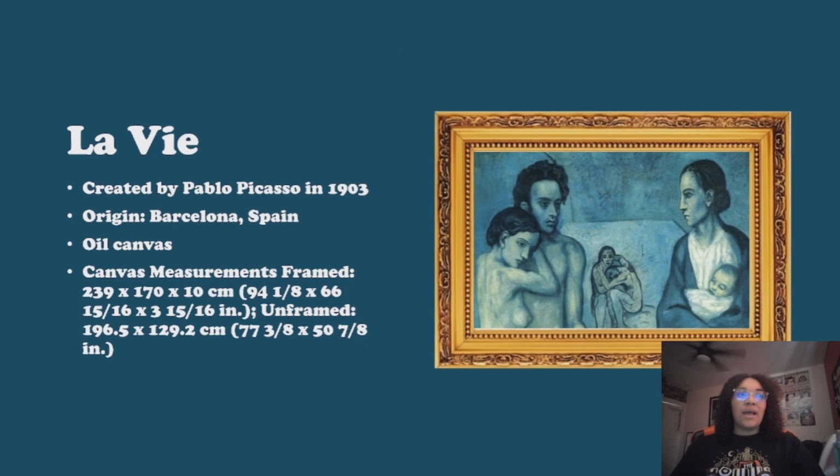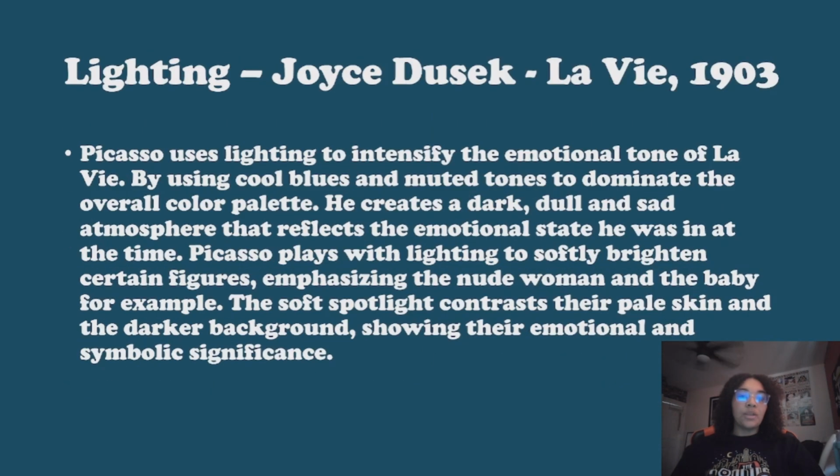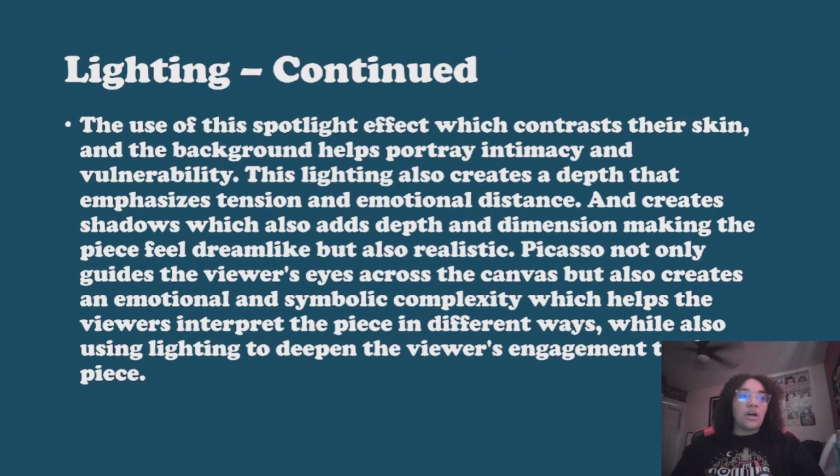La Vie was created by Pablo Picasso in Barcelona, Spain in 1903 on an oil canvas. The formal element I chose was lighting. Picasso uses lighting to intensify the emotional tone of La Vie, using cool blues and muted tones to dominate the overall color palette, creating a dark, sad atmosphere that reflects the emotional state he was in at the time. He uses lighting to softly brighten certain figures, emphasizing the nude woman and the baby. This soft spotlight creates a contrast with their pale skin and the darker background, showing their emotional and symbolic significance.